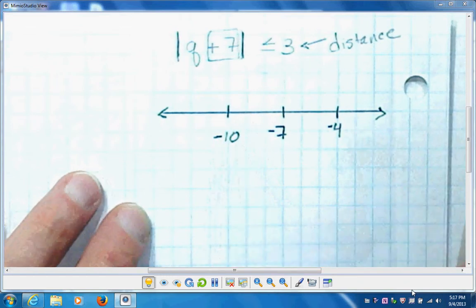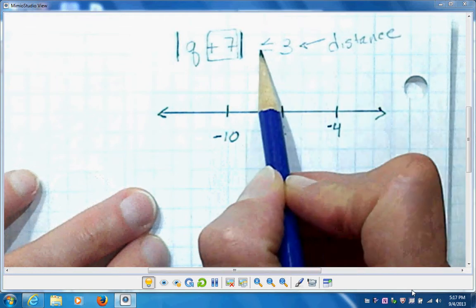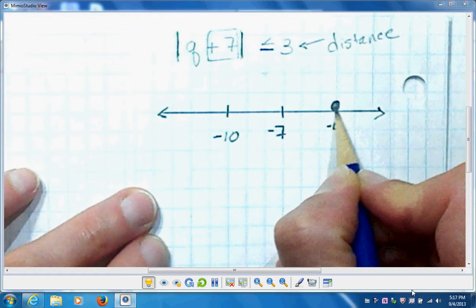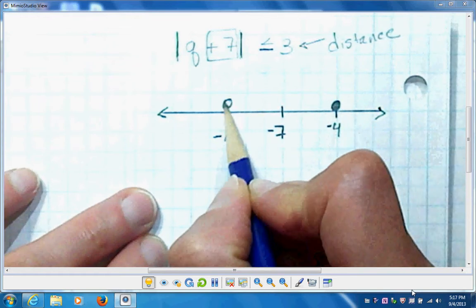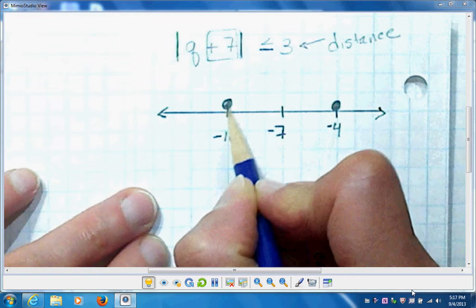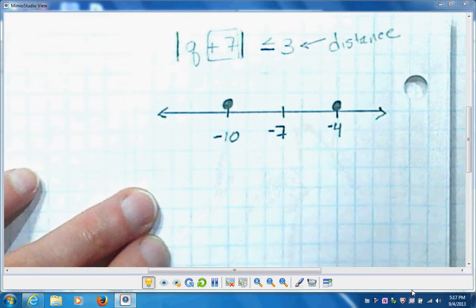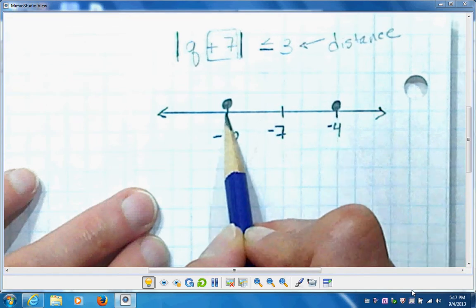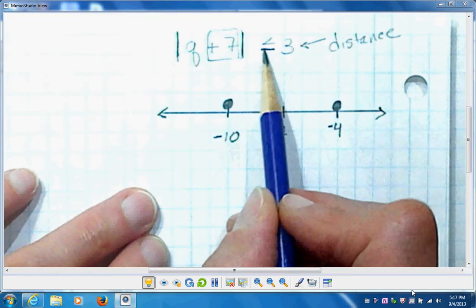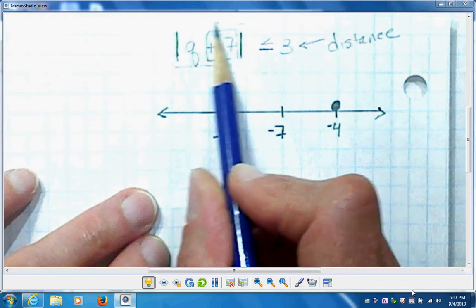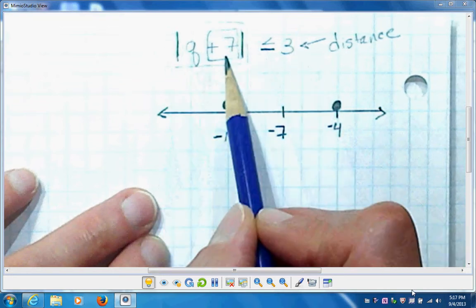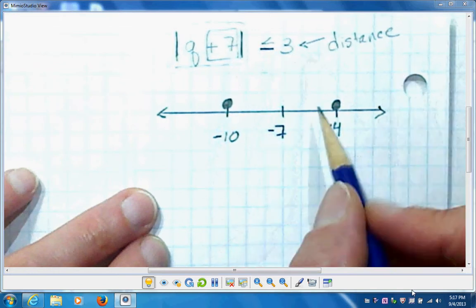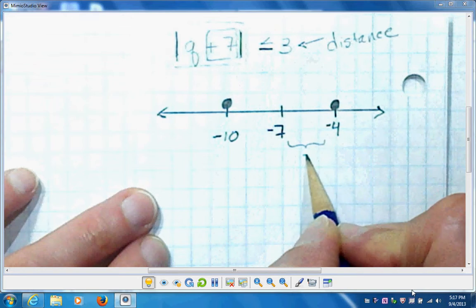Okay. So when I'm looking at my inequality, I see I have this equals bar here, which means I'm going to have those points included as part of my answer. So I color in the circles here. Now I have to ask myself, I want my distance, because remember, my absolute value is distance. I want my distance to be less than or equal to 3. Well, remember, this distance here is 3, isn't it?